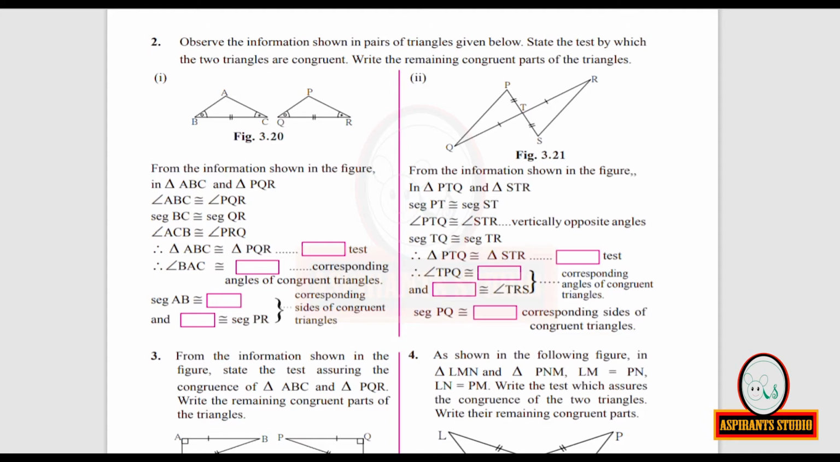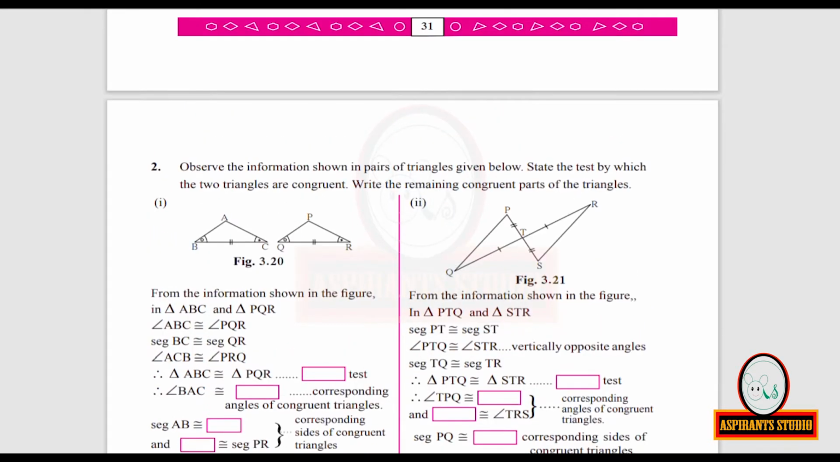Now question number 2. Observe the information shown in pairs of triangles given below. State the test by which the two triangles are congruent. Write the remaining congruent parts of the triangles. Now look at figure 3.20. See the first question. Once again I am reading the question.